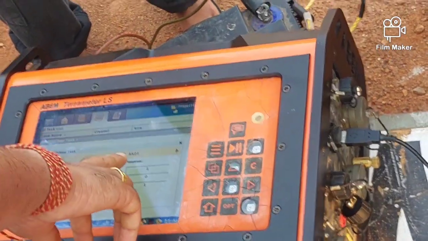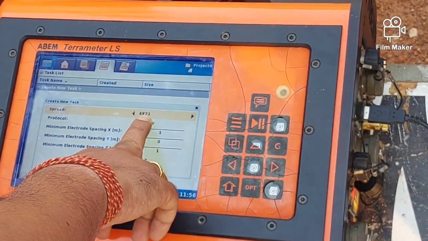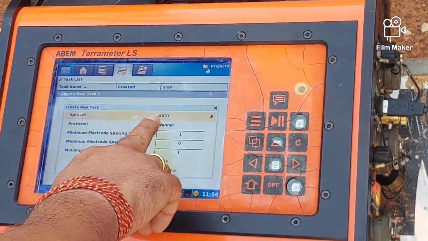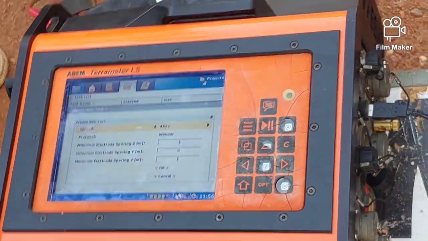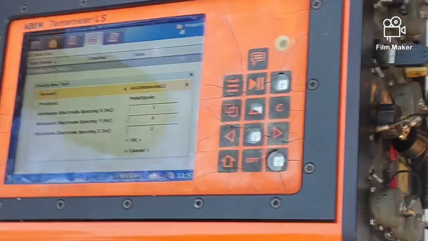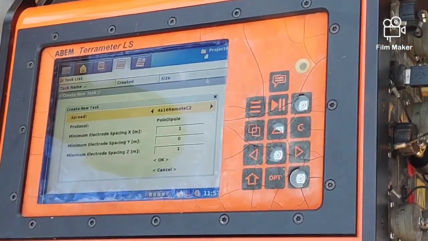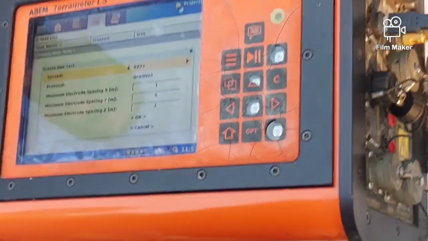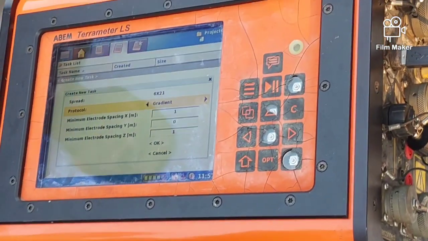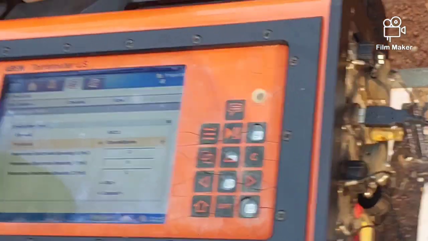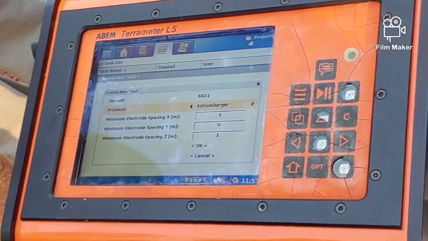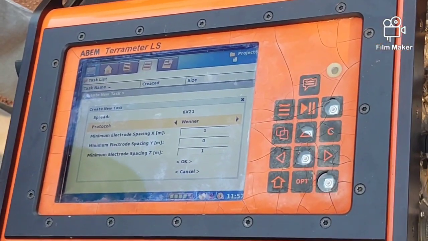Here, see, if you are using 4 winches and each has 21 electrode points, then we will use this spread 4 into 21. But now we are planning to take 6 into 21, so I am changing it to 6 into 21, which is 126. Then we will choose which type of method we are going to use. Is it gradient, dipole, or Schlumberger? This is Schlumberger and Wenner.